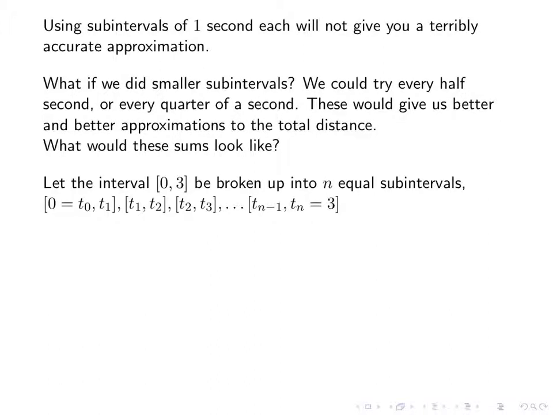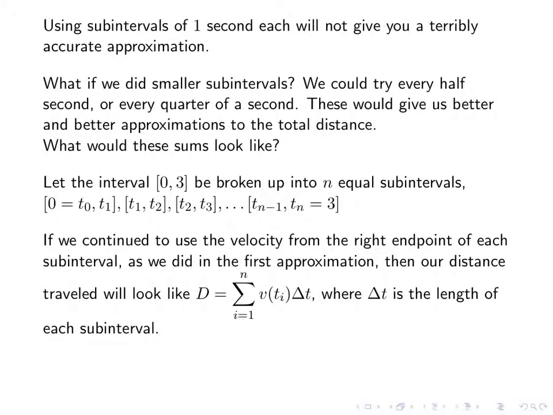So what we're going to do is let the interval 0 to 3 be broken up into, say, n equal subintervals. And we're going to call those subintervals t sub 0 to t sub 1, where t sub 0 is 0, and then t sub 1 to t sub 2, t2 to t3, all the way up to t sub n minus 1 to t sub n, where t sub n is 3. Now that we have those, we're going to figure out what we're going to use as the velocity on each of those subintervals. So for simplicity's sake, we're going to use the right endpoint of each subinterval. So if we're looking at the interval from t sub i minus 1 to t sub i, then we'd be looking at the velocity at t sub i.